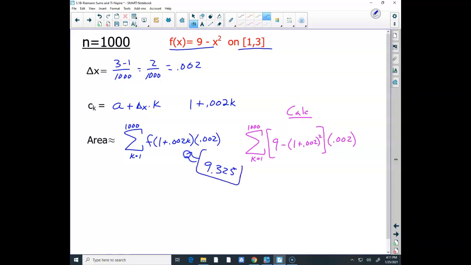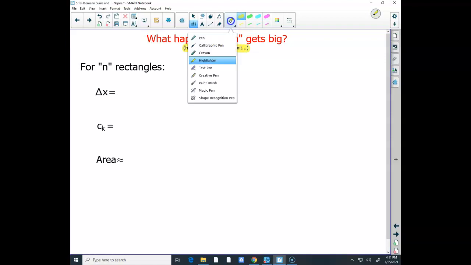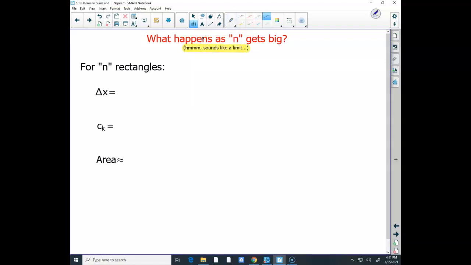And what I see is they're getting better and better as I go. Okay, so what happens as n gets big? Kind of sounds like a limit to me. Well, it is a limit. Okay, so what are we doing? n is going to infinity. I don't know how many there are.